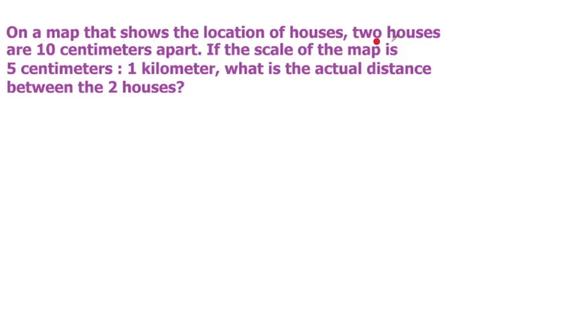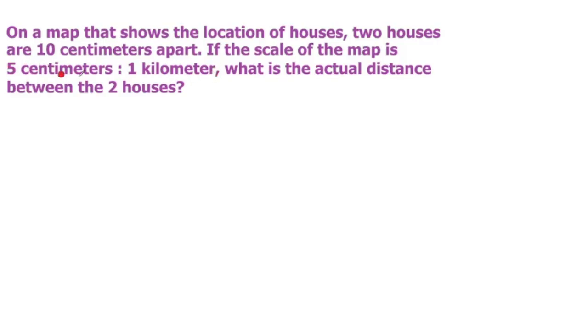So if we have a problem like this one that says, on a map that shows the location of houses, two houses are 10 centimeters apart. If the scale of the map is 5 centimeters to 1 kilometer, what is the actual distance between the two houses? So what this means is if you're measuring 5 centimeters on the map, that actually in real life is 1 kilometer. That's what this means.